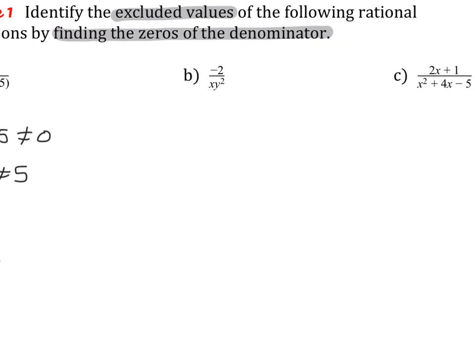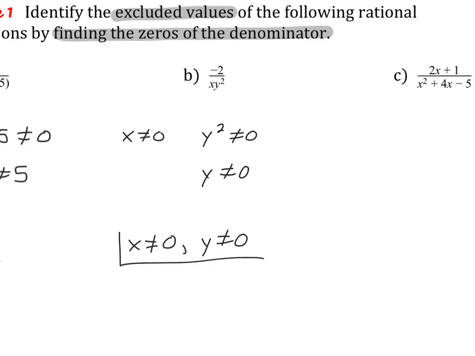All right, let's look at part B. We have negative 2 over xy squared. One of our factors is x, so we know that x cannot equal 0, and we know that y squared cannot equal 0. If we solve, that would just mean that y cannot equal 0. So here our two excluded values are x cannot equal 0 and y cannot equal 0. And again, those are simply the two times that would turn our denominator to 0.